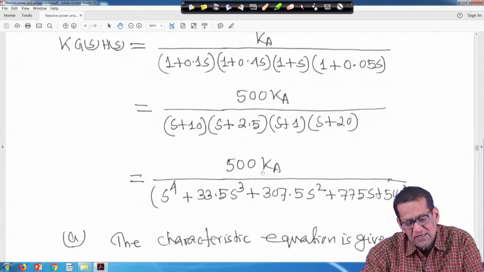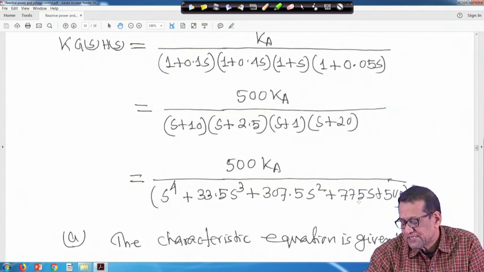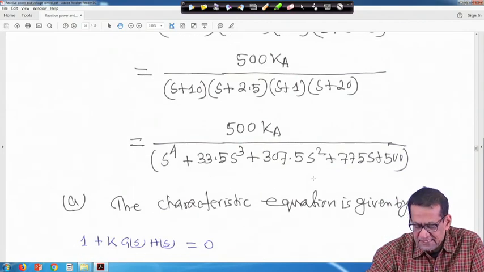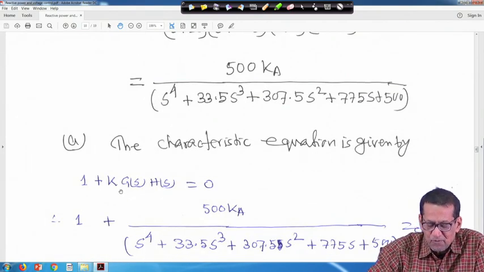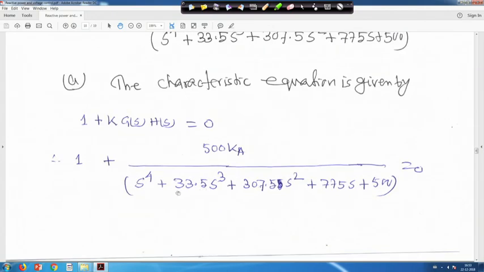Or if you multiply all, this will be 500 k divided by s to the power 4 plus 33.5 s cube plus 307.5 s square plus 775 s plus 500. Now, the characteristic equation, you know, is given by 1 plus k G(s) H(s) is equal to 0. Therefore, the characteristic equation is 1 plus 500 k divided by s to the power 4 plus 33.5 s cube plus 307.5 s square plus 775 s plus 500 is equal to 0.